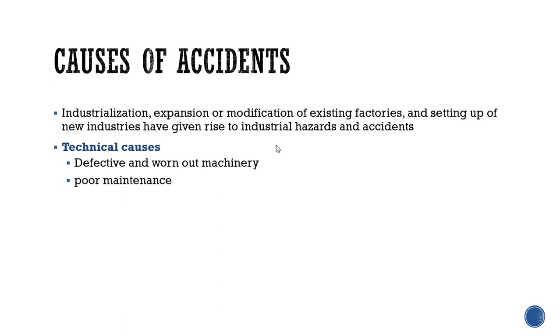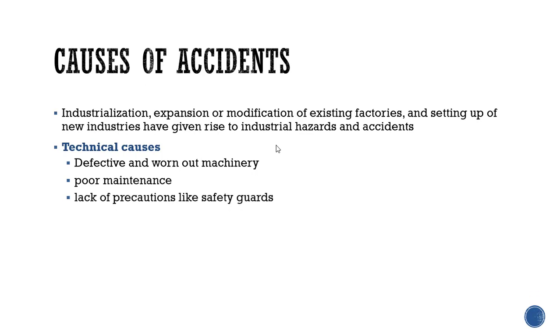The second thing is poor maintenance. In some places, though the machinery is old, people do good maintenance, and because of that the accident is often averted. It may not happen. So poor maintenance is one of the issues, and because of that the accidents may happen often.